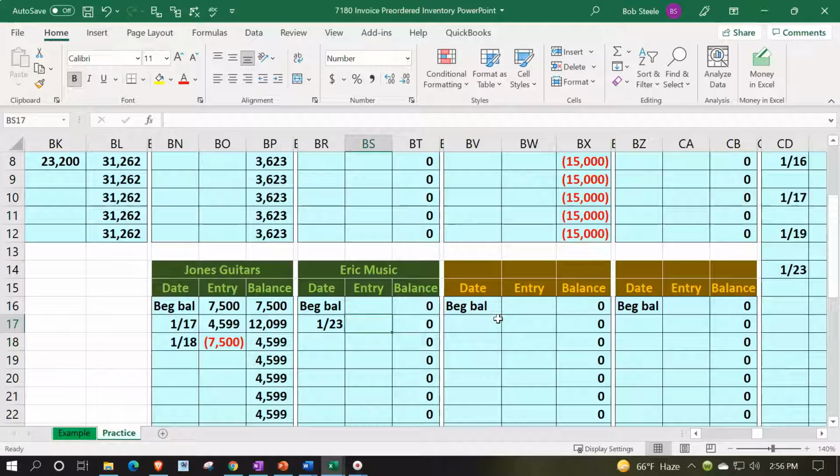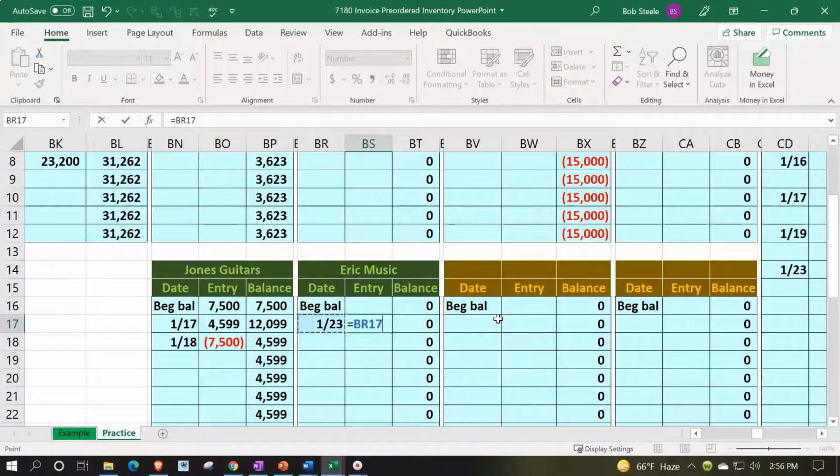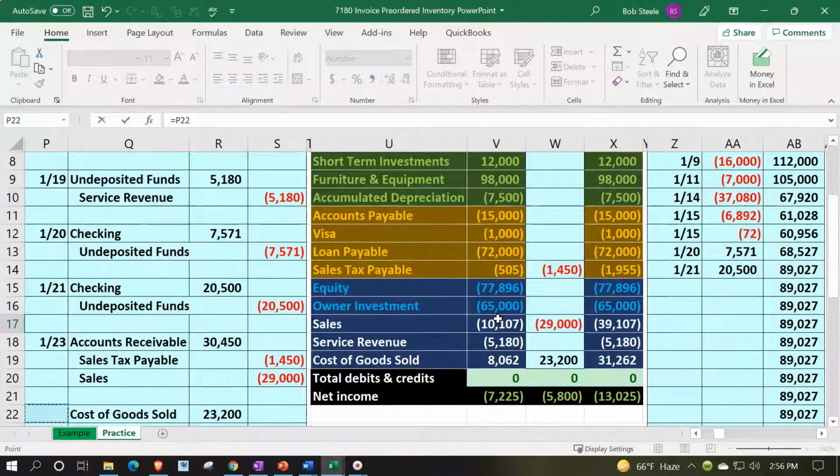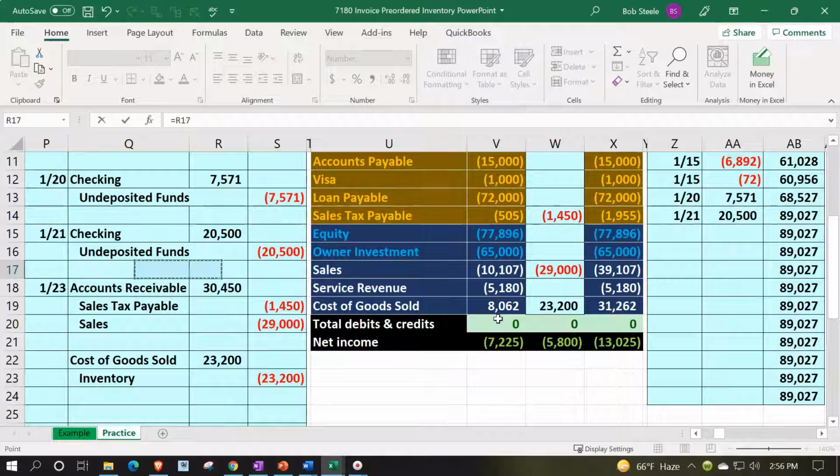So now I'm in BS 17. I'm serious, it's not BS 17. This is going to be all the way to the left till we hit the wall. We're going to pick up that accounts receivable again, the A to the R. That's what we want. 30,450.